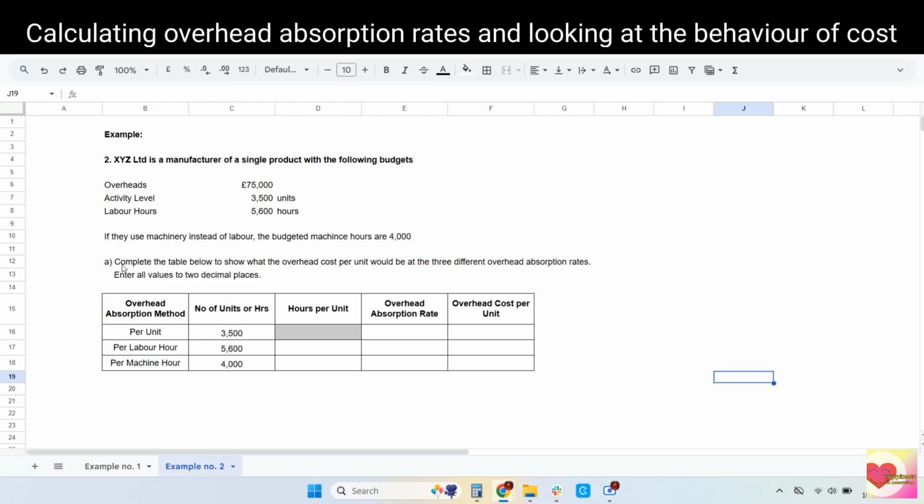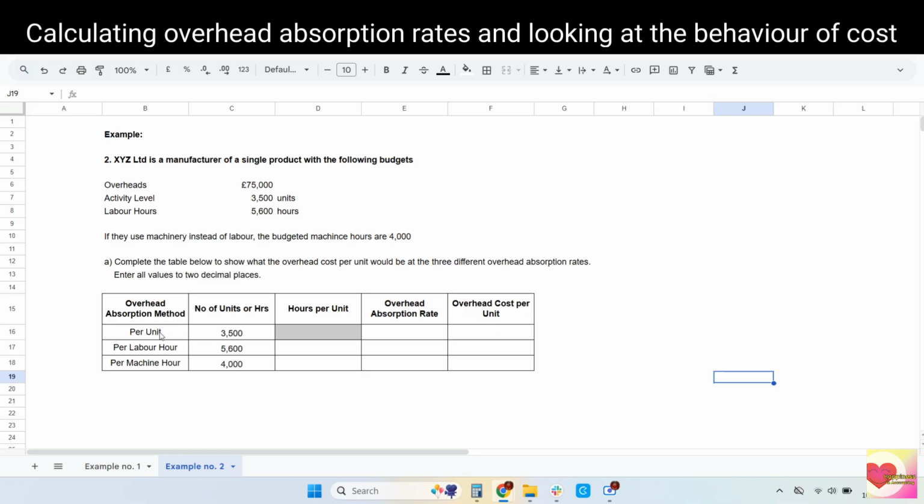Letter A, complete the table below to show what the overhead cost per unit would be at the 3 different overhead absorption rates. Enter all values to 2 decimal places. So we have to complete this table. We have 3 different methods, and we have to get the hours per unit, OAR, and the overhead cost per unit.